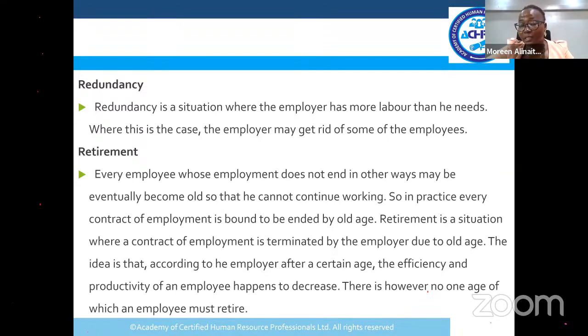technological advancement. What can the employer do? What can the employer do? They just have to lay off the people because there's nothing they are doing. You know, there's nothing they are doing.